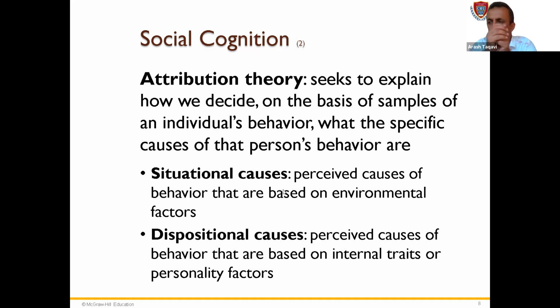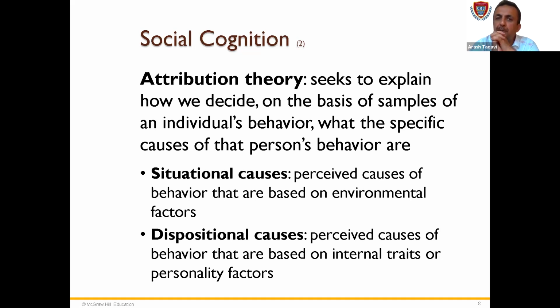Attribution theory. What is attribution? Attribution is about how we explain causality and the roots of something in the world. It is to explain how we decide, on the basis of samples of an individual's behavior, what the specific causes of that person's behavior are. When we talk about attribution, we are talking about the causes, the roots, the foundation of, for example, an attitude.